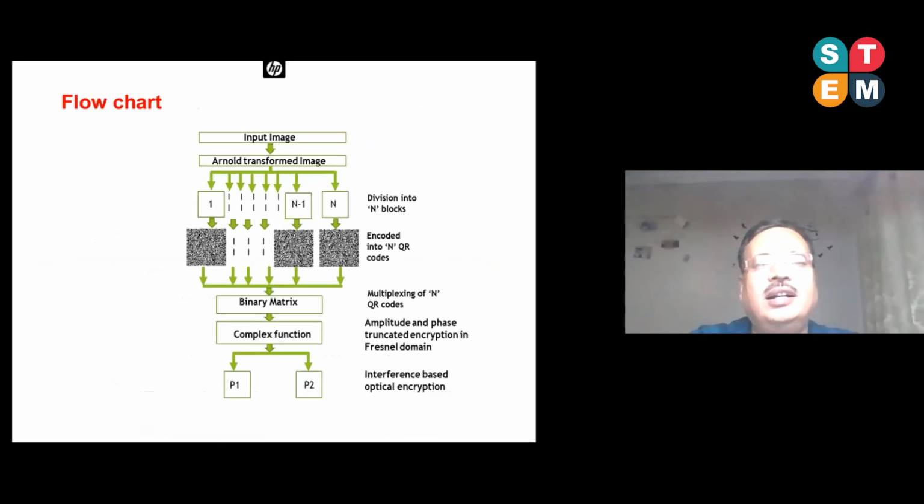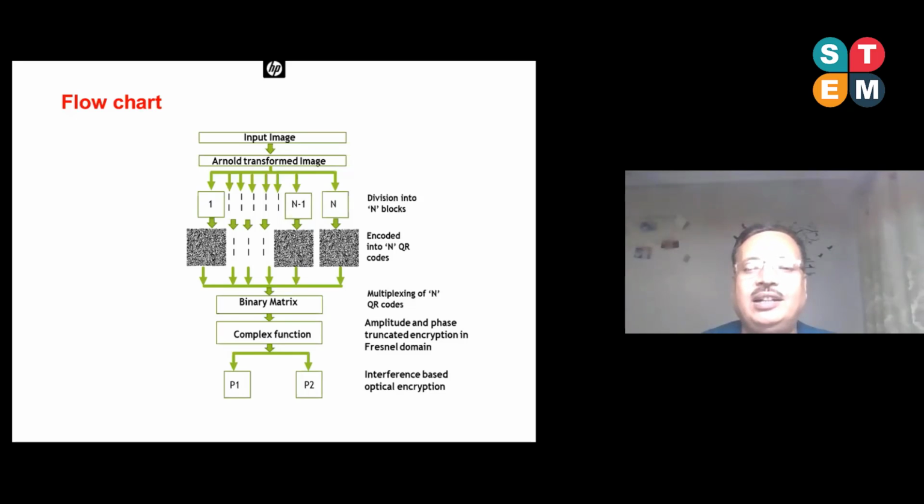So this is your input image, and we apply the Arnold transform, and then we create n number of blocks, a division into n blocks, and each block is encoded into a QR code. At the end, because a QR code is a binary function, we can combine all of them, so it becomes a binary matrix. This binary matrix we make into a complex function, and for this complex function we have to truncate amplitude and phase.